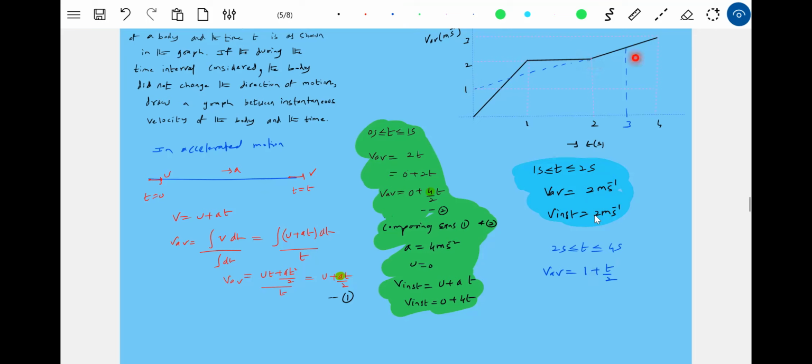And what is the slope of this? The slope of this is in fact how much? 1 by 2. You may get in confusion. I'll write it in this way. Slope is 1 by 2. Intercept is 1. Okay, I have this average velocity in hand.